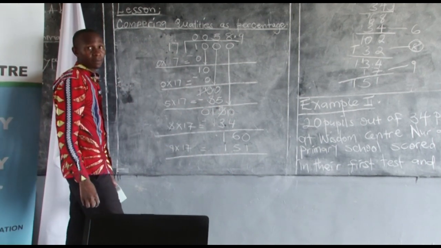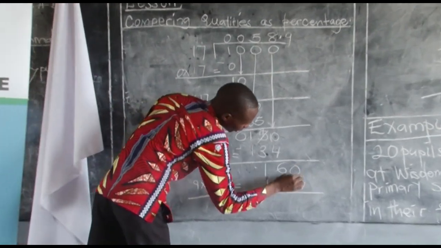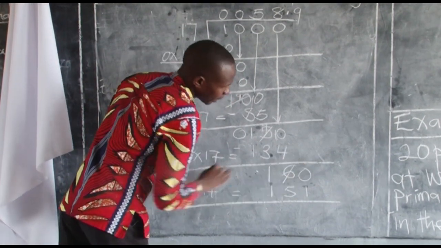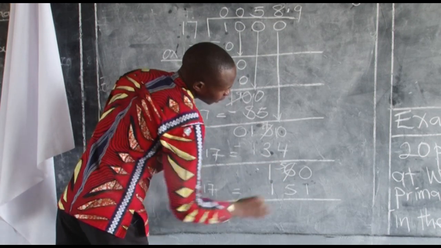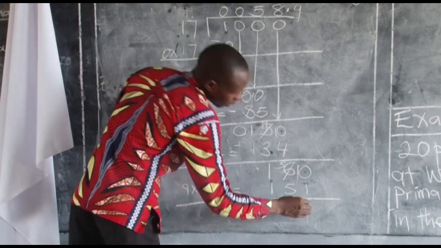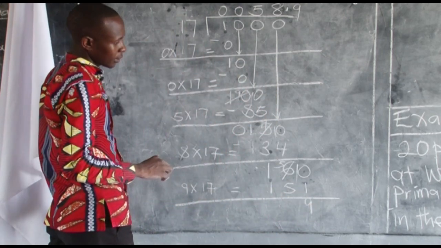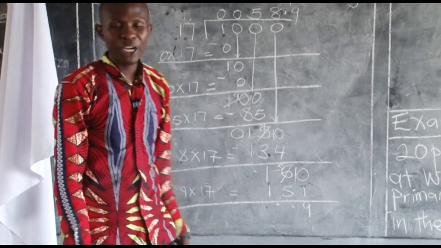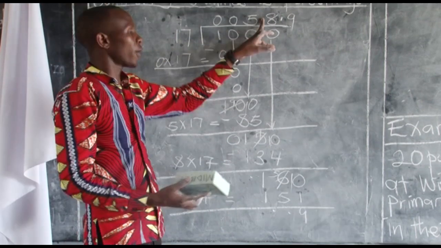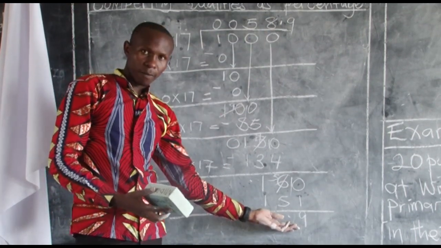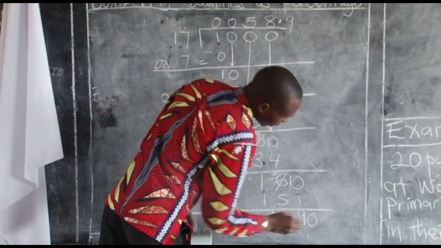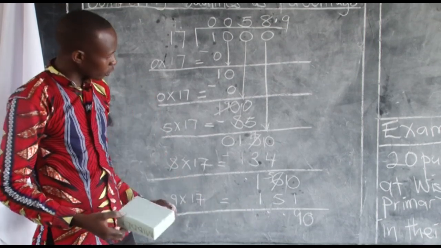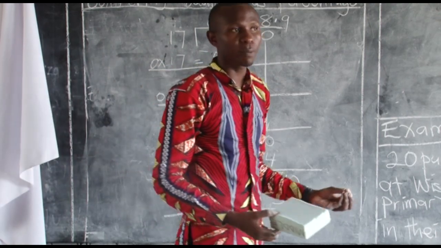151. We subtract. We shall say 0 take away 1 is impossible. We shall have to come and borrow here. When we borrow here, we shall leave here 5, then we make this 10. 10 take away 1, we shall have 9. 5 take away 5, 0. 1 take away 1, 0. What are we remaining with? We are remaining with 9. Since we have a decimal point, we shall just add here another 0. When we add another 0, we shall come up with 90. So we ask ourselves, how many groups of 17 can be obtained from 90?